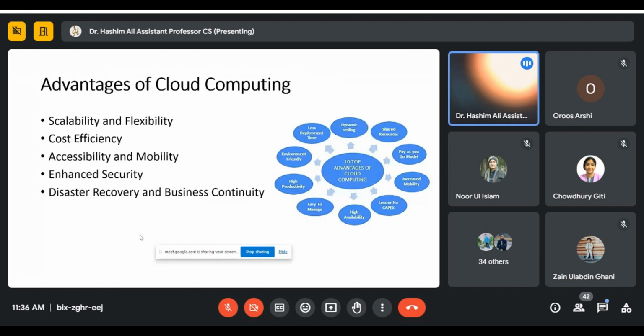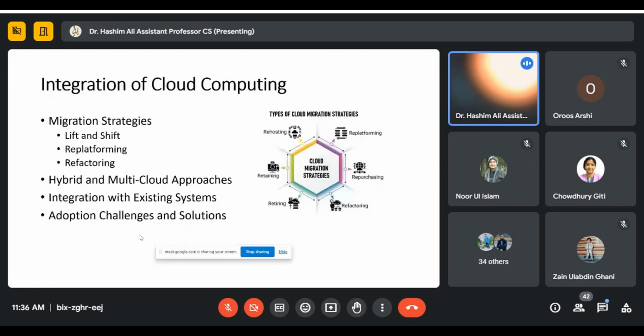Now moving to another slide, that is the integration of cloud computing. I'm giving you the basics of how cloud computing is utilized in the modern era, and this will give you a picture of why, when and how to use the cloud computing environment, both in terms of usage and in terms of the research paradigm. So for the research paradigm, this slide is important: the integration of cloud computing.